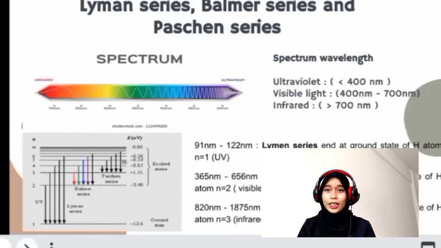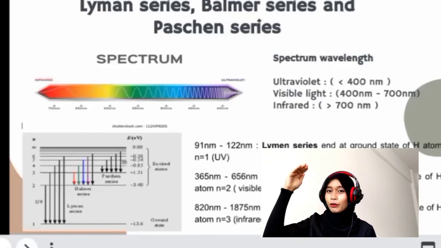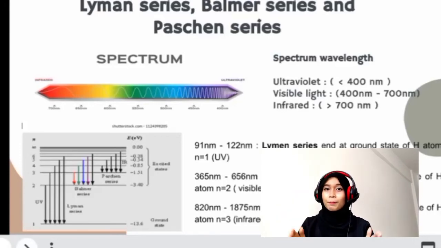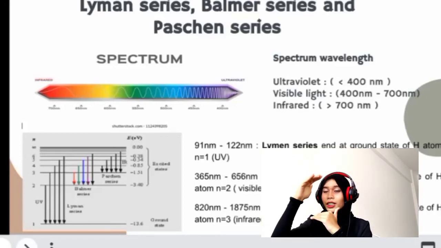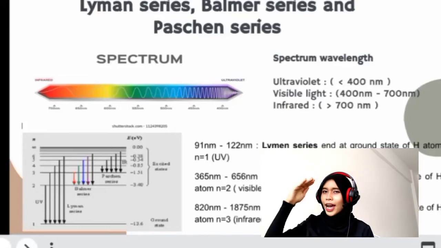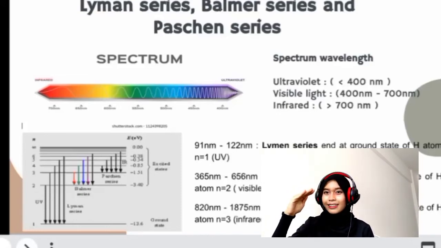But what are the differences between them? The Balmer series releases light in the visible region of the electromagnetic spectrum. Meanwhile, the Lyman series, with shorter wavelengths, requires the higher energy of the UV region, and the Paschen series, with longer wavelengths, requires the lower energy of the IR region.